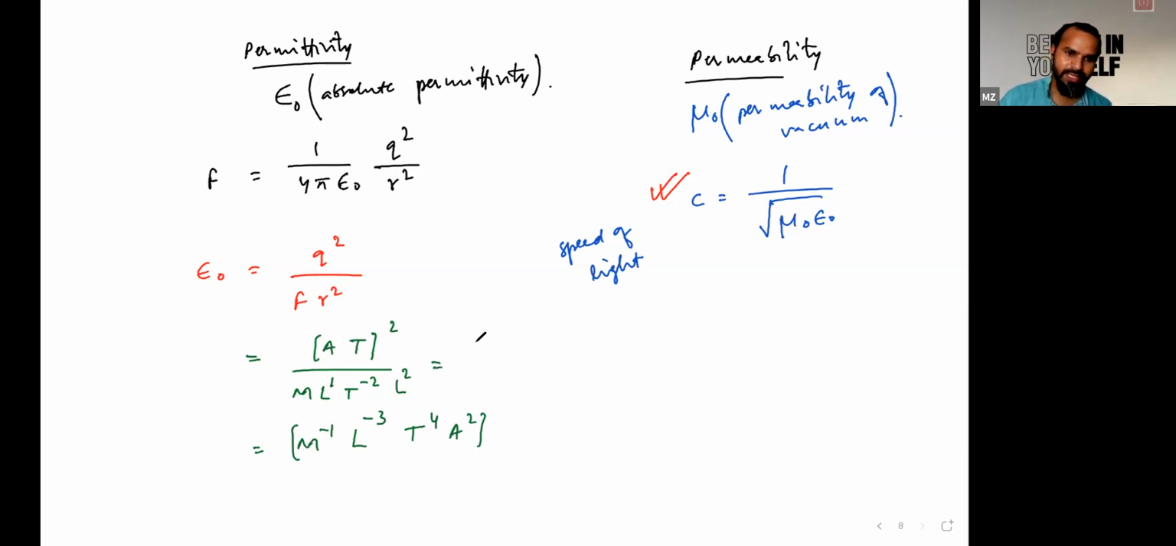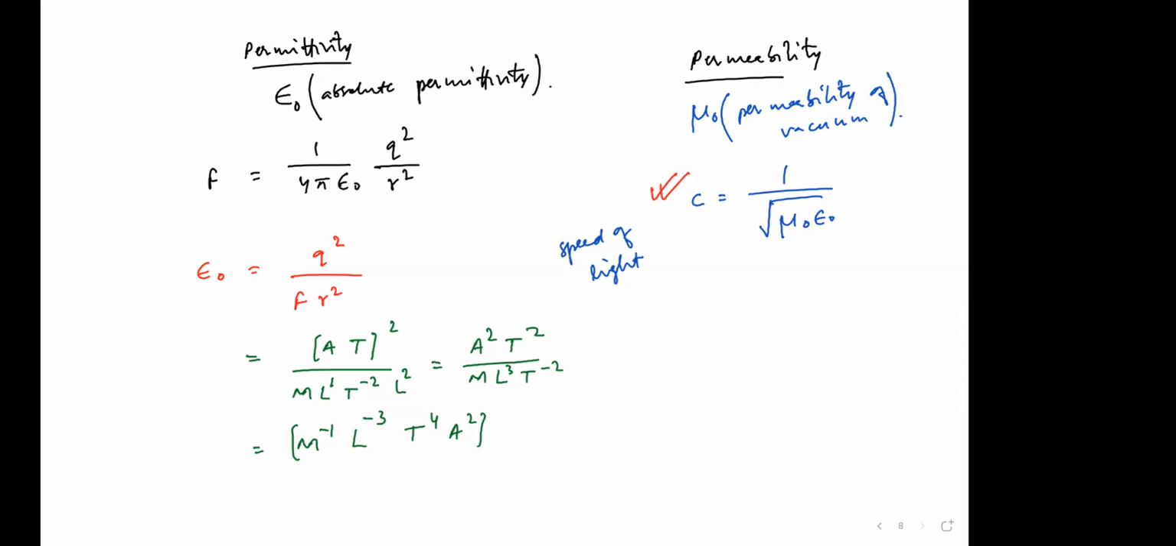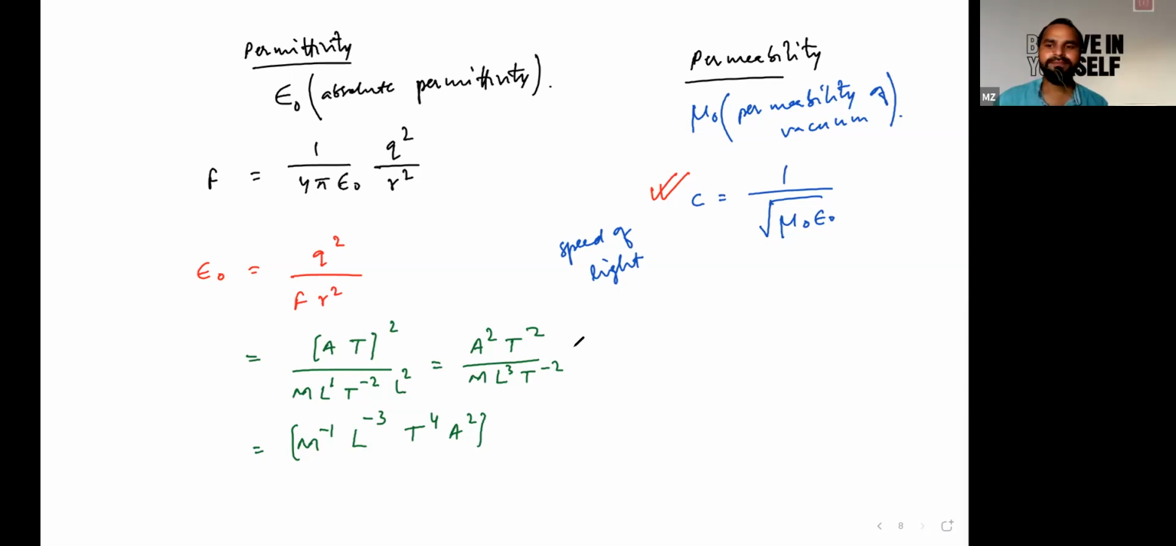Or you can simply expand this relation as A squared T to the power 4, and bring all of the parts to the numerator, or you may write it as M L to the power 3 T to the power minus 3. Now move all these terms to the numerator, it will come out to be this part. Is it clear, Abdurrahman? Yes, sir. Alan, any doubt? Just write it down.